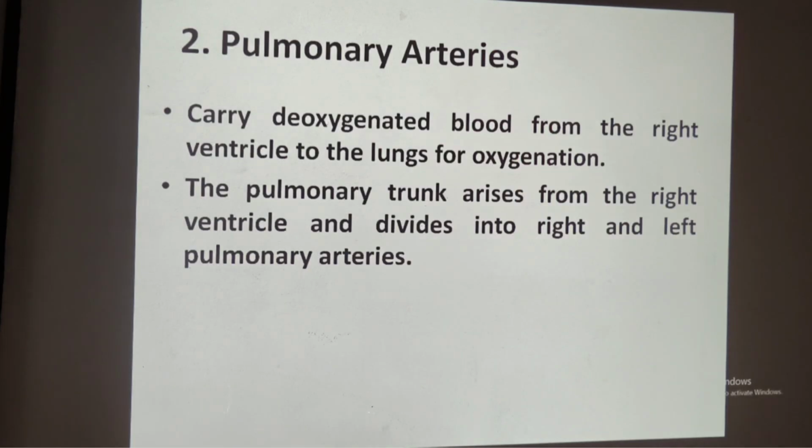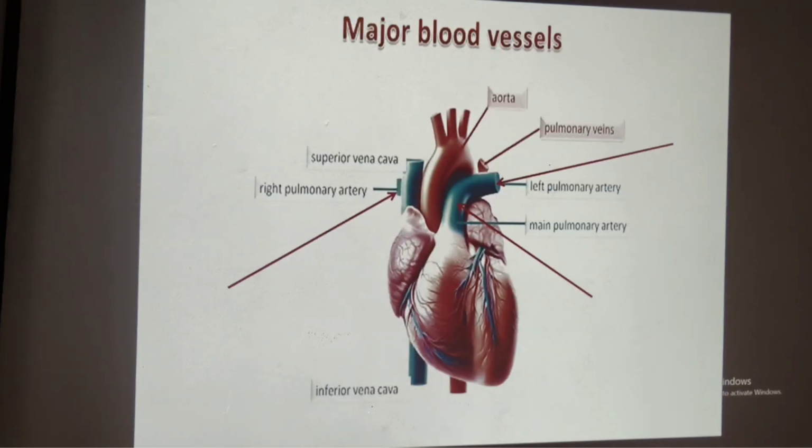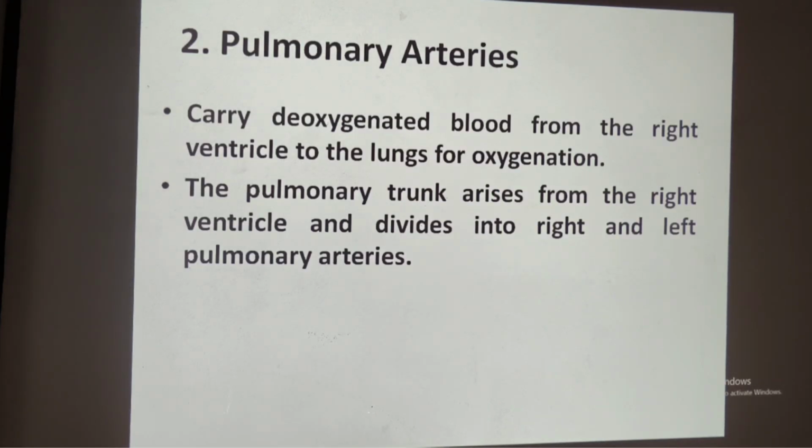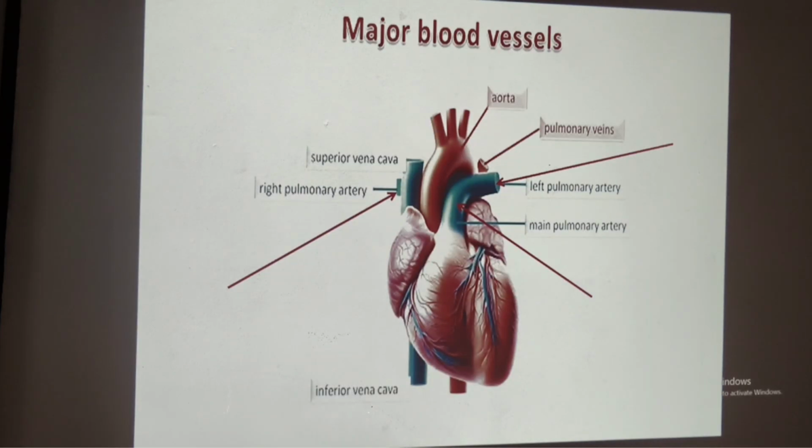Now, second one, pulmonary arteries. Already we discussed in variations, which carry deoxygenated blood from the right ventricle to the lungs for oxygenation. The pulmonary trunk arises from the right ventricle and divides into right and left pulmonary arteries. Give a glance at this picture. It arises from the right ventricle and divides into the right pulmonary artery and left pulmonary artery.